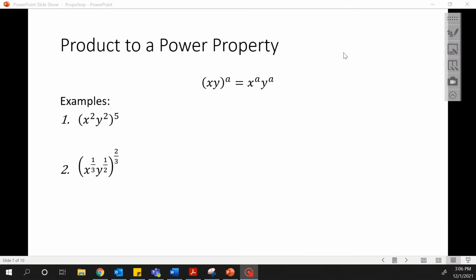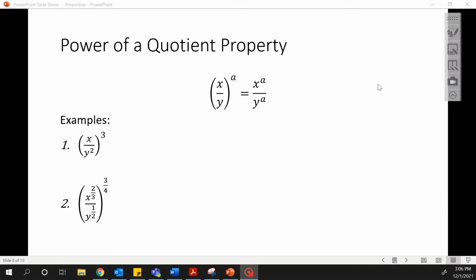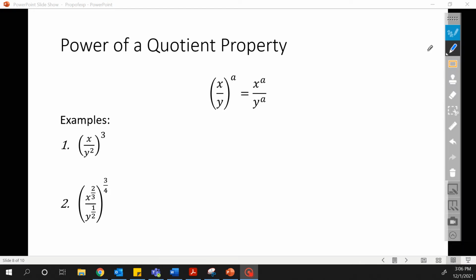Similarly, we also have the power of a quotient property. Power of a quotient works the same way, it's just you also have in the denominator a base. So we have a base in the numerator, a base in the denominator. The power on the outside needs to go to everything. It needs to go to every base in the numerator, every base in the denominator. So this becomes x to the a over y to the a.